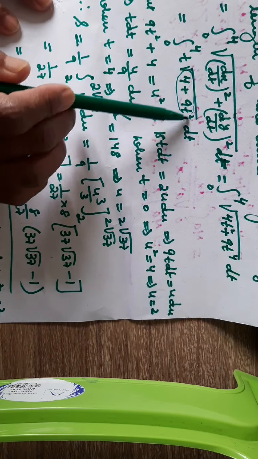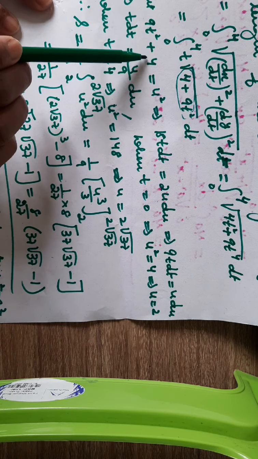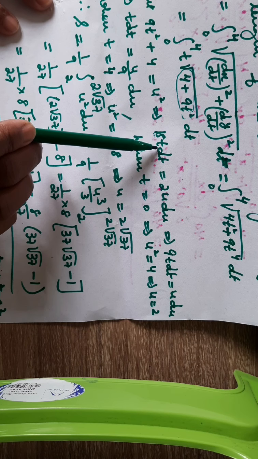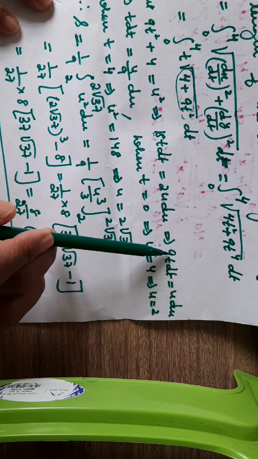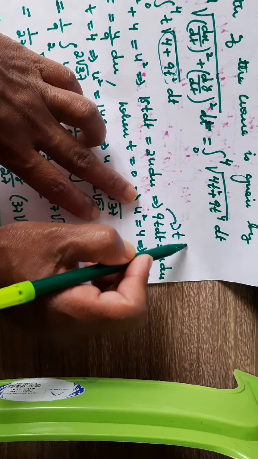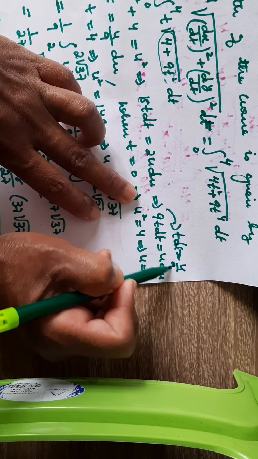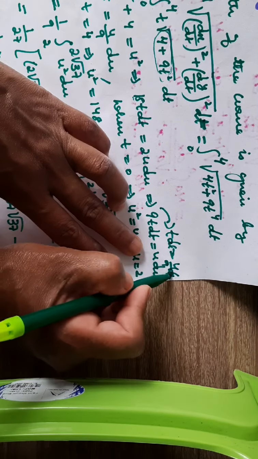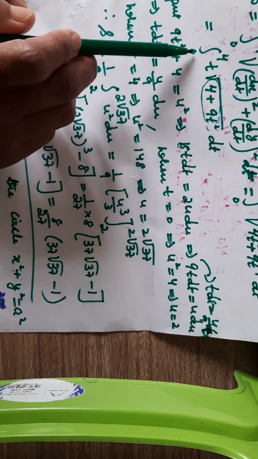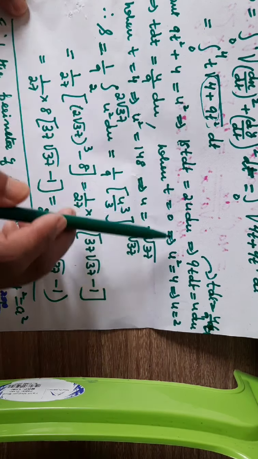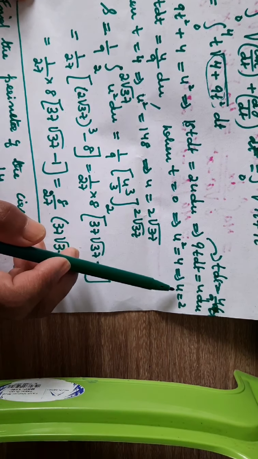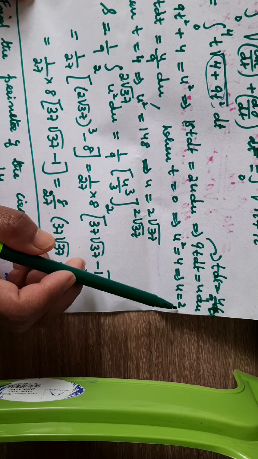Now let us substitute this term here, 9t square plus 4 as u square. So differentiate this one, you'll get 18t dt is equal to twice u du, or 9t dt is equal to u du, which implies that t dt is equal to u du by 9. When t is equal to 0, because the initial value of t is 0, let us substitute it here. Then u square will become 4. We'll take only the positive square root, u is equal to 2.